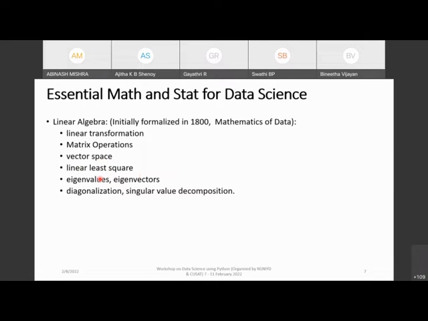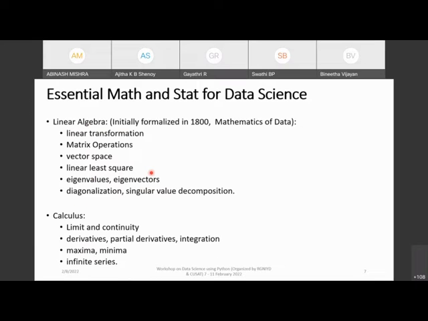Then you should know linear least square. What exactly we mean by linear least square method? I think some of you have studied this when you have learned linear regression. Then eigenvalues, eigenvectors. This also you will learn in elementary mathematics. Then diagonalization, singular value decomposition. So these are the concepts you should learn properly from the topic linear algebra.